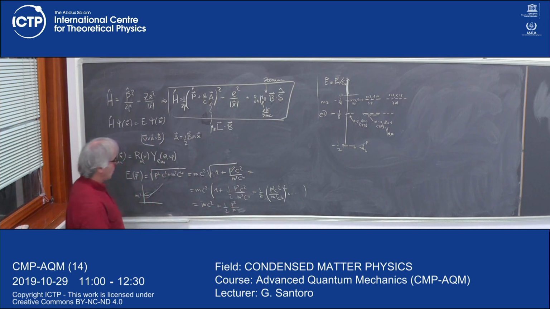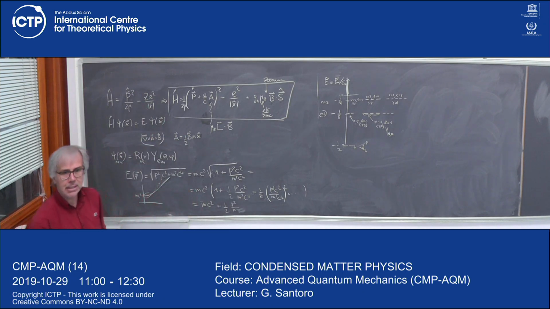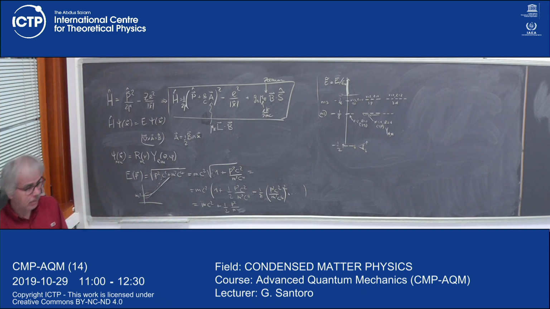Which is this. Obviously, if you insist a lot, the quadratic dispersion is not particularly good. For very large momenta, okay, you can disregard this term, and this goes approximately linear. But this happens for very, very large momenta, where obviously relativistic corrections are important.